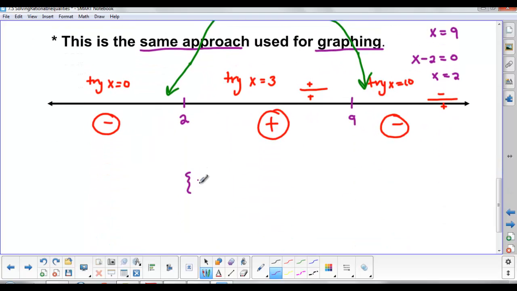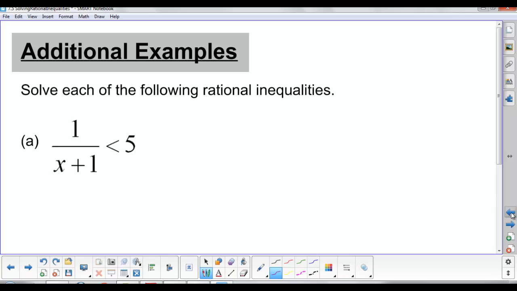The solution to our inequality would be x such that x is less than 2, or when x is greater than 9. And that would be it. So we'll move on to some other examples.